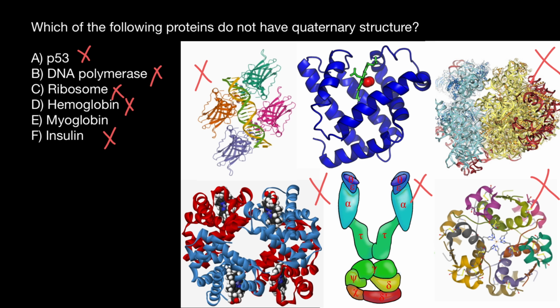So as you see, the only protein that doesn't have quaternary structure is going to be myoglobin, and this is our choice. And this is all for today.